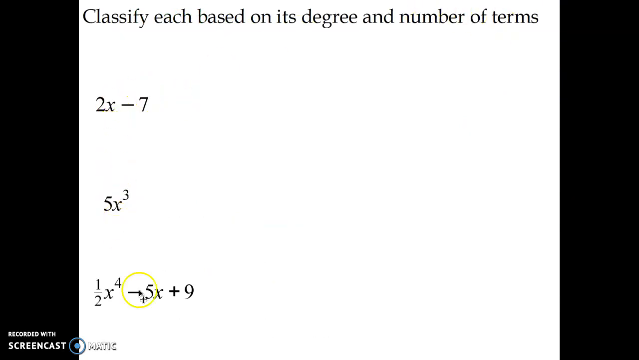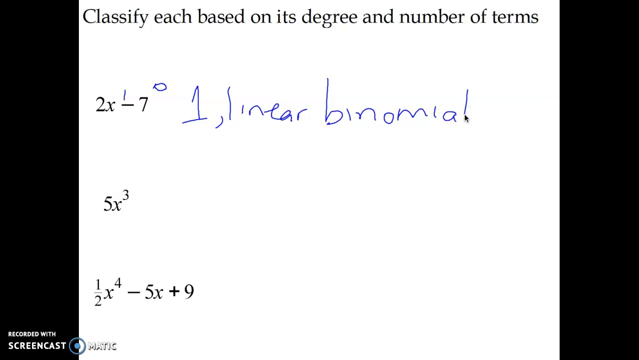Okay, so let's look at these 3 examples. They're on your note sheet, and we're going to classify each of these based on both their degree and their number of terms. So let's look at this first one. Let's look at the degree. I see that this first x has an understood exponent of 1. 7 is a constant, so its degree is 0. So the highest between 1 and 0 is 1. This is a degree 1 polynomial. We call that linear. And I see that it has 1, 2 terms, so based on its number of terms, I would say this is a binomial. So I have a linear binomial.